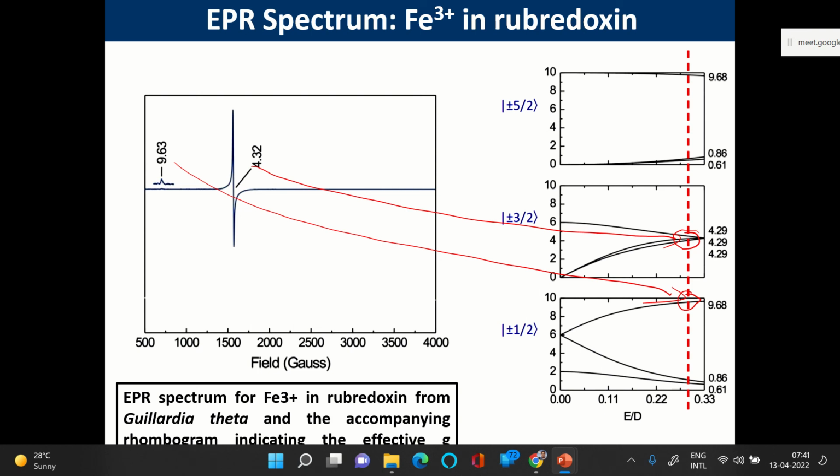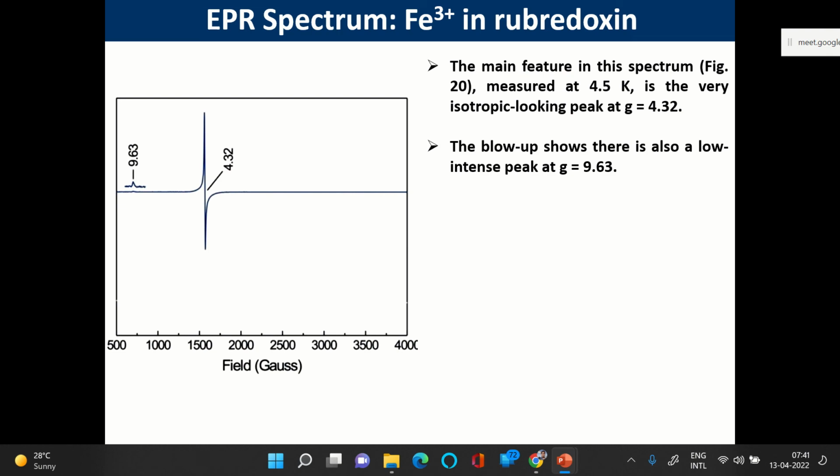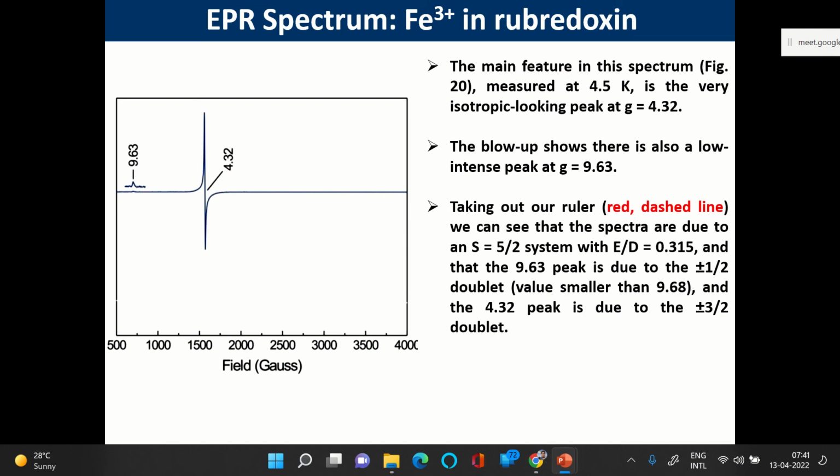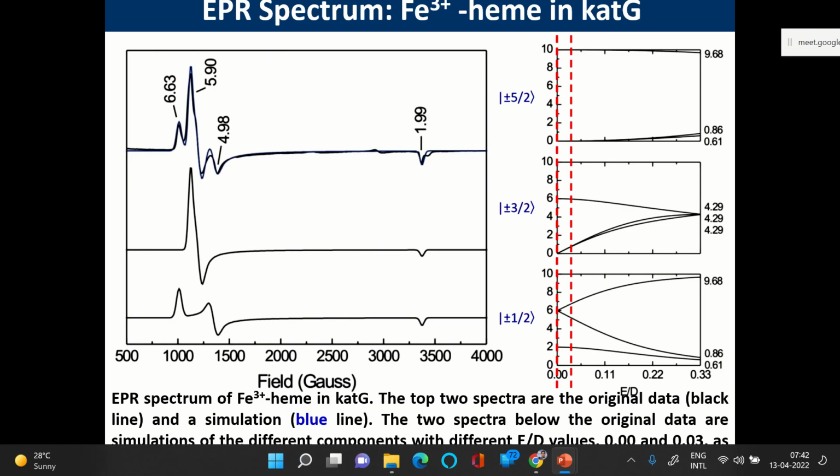And so we conclude that this is the E by D value for all of these things that we have. So S equal to 5 by 2 system having E by D of 0.315, that is the rhombicity that we define. And so we can account for each of the W plus minus half system or plus minus 3 by 2 system.